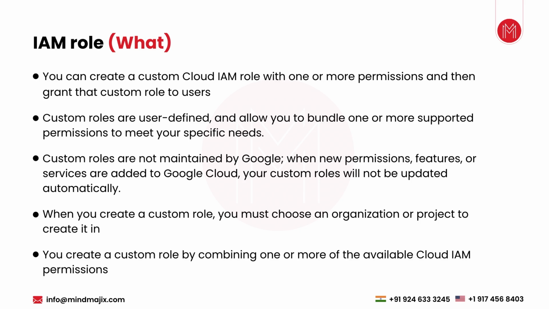To create a custom role, you must choose the organization or project to create it in. You create a custom role by combining one or more available Cloud IAM permissions. Last one is which resource. There is no explanation required. If you are providing the storage admin role, the storage is the resource. Then for basic roles, project is the resource, or organization or folder; all those can also be the answer to which. Project level permissions are inherited by all the resources. We discussed that in detail about inheritance.